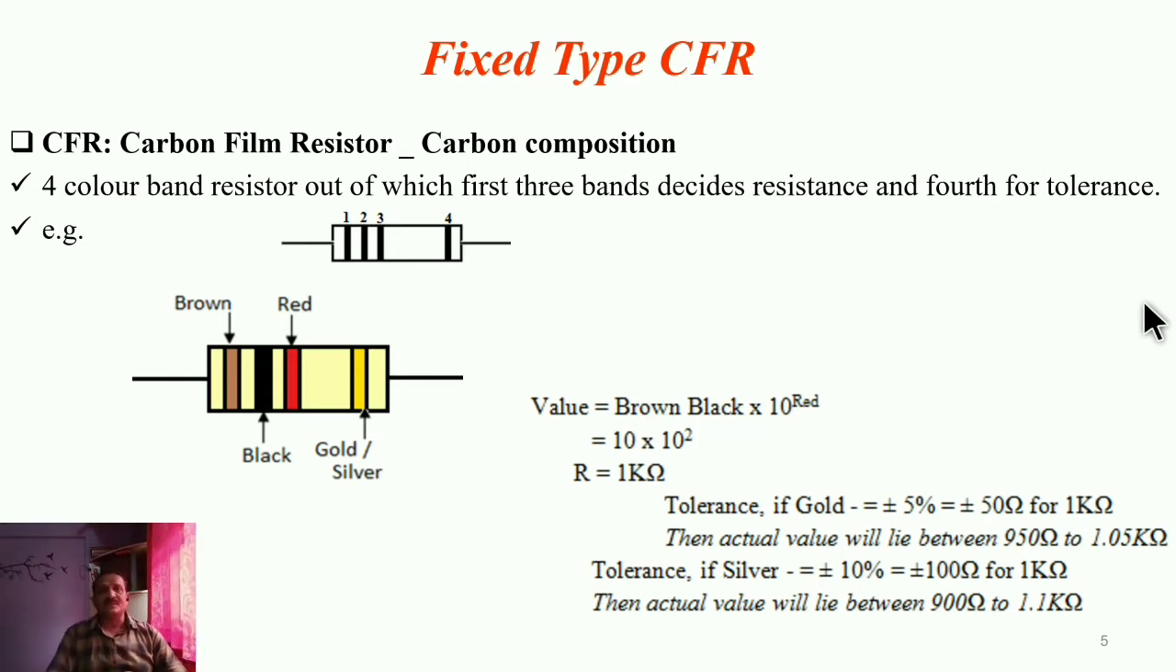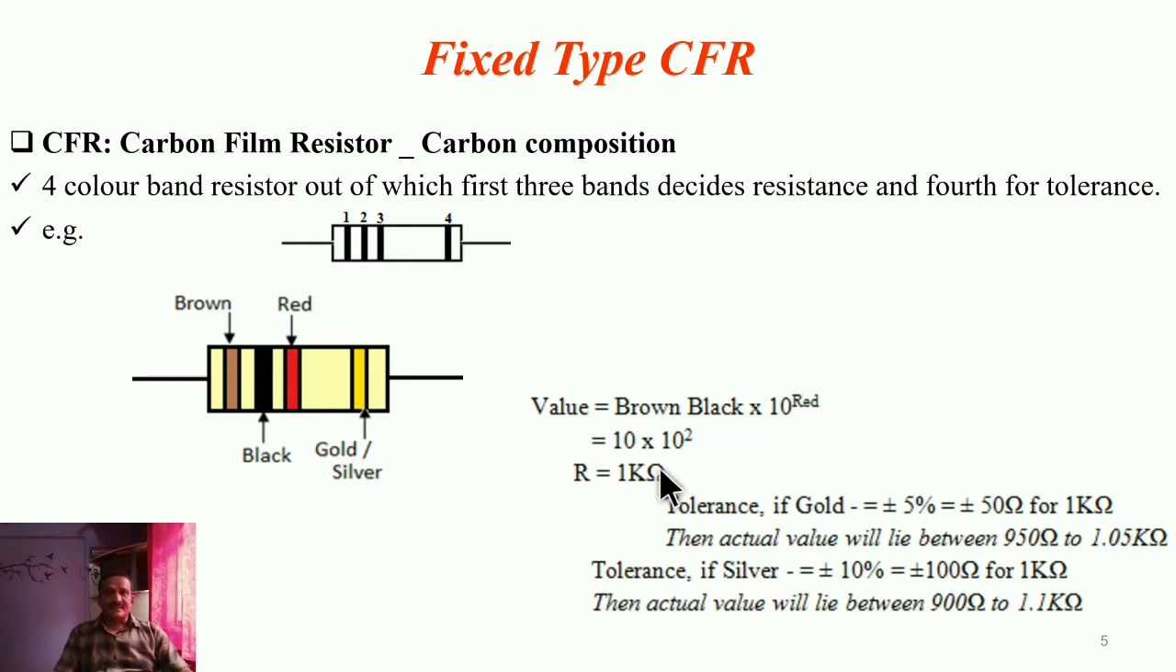fixed one, the first type of resistor, that is fixed type CFR, that is carbon film resistor, which is manufactured using a carbon composition. So basically there are 4 color bands. Out of that, the first 3 closer ones are used to determine the resistance of that resistor, and the last color band is particularly used for the tolerance. Basically in the CFR resistor, that tolerance band may be of golden color, or it may be of silver, or it may be with no color. No color means the tolerance is maximum, right?